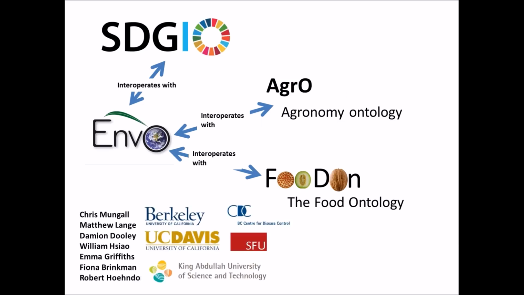Collaborators from numerous institutes, the British Columbia Center for Disease Control, KAUST, UC Davis, Berkeley, and SFU, are involved in putting this together to start decoding food semantics, which is an immense task. But naturally, our food comes from the environment, and therefore that link was made very early on. In fact, Foodon was exported from ENVO, handed over to food experts, and we are co-developing those ontologies so they interoperate with things like agro and eventually SDGIO. So again, we're trying to align the semantics so things are interoperable, and we don't have to reinvent the wheel.